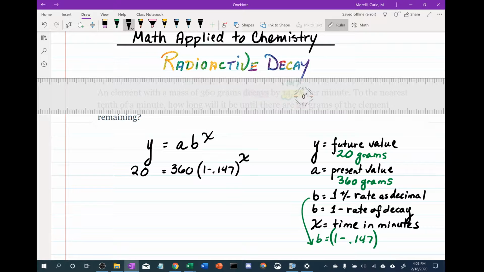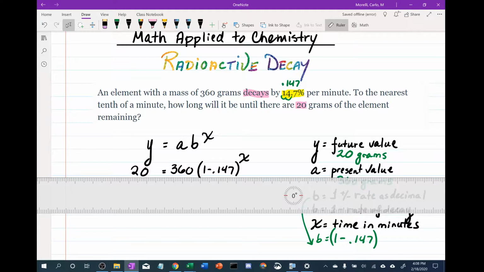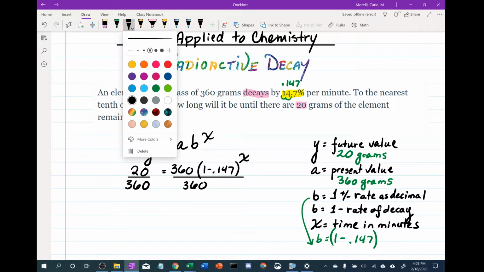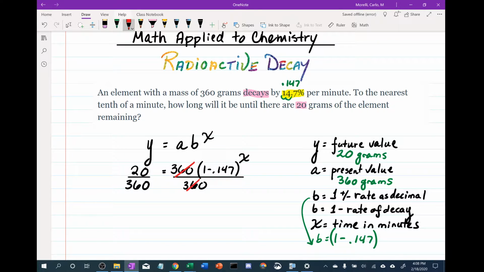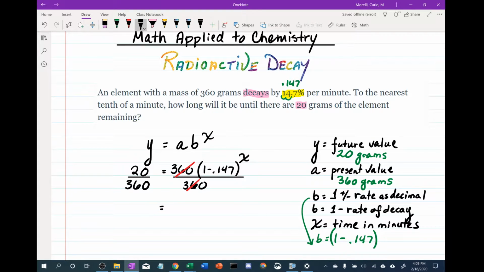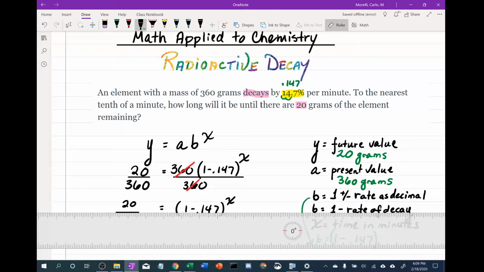Now the very first thing I need to do, I'm trying to isolate x. So the very first thing I need to do is divide both sides by what we could call the coefficient of the b variable. So that would just be 360. I'm going to divide both sides by letter A, which in this example is 360. And we're not even going to try to reduce it, okay? We're going to let the calculator help us in the end. But that allows me to cancel those values out. And now, on the right side, all that remains is 1 minus 0.147 raised to the x. And then on the left side, I have 20 over 360. Okay?